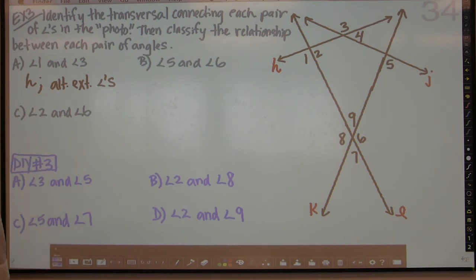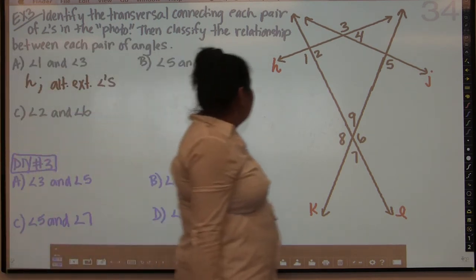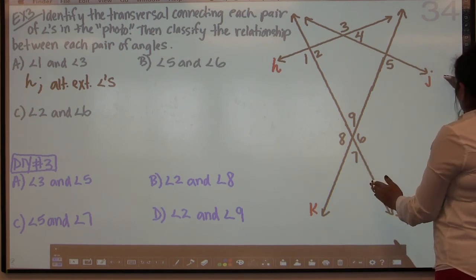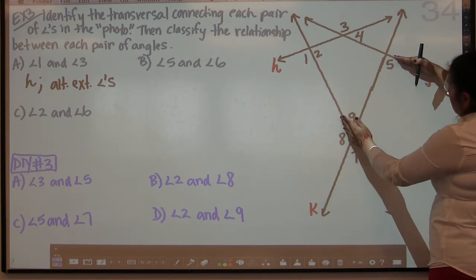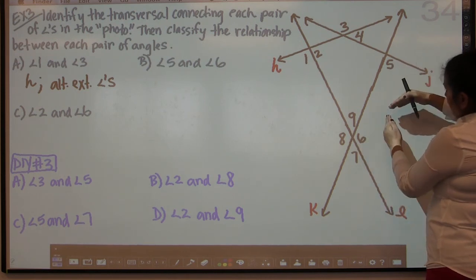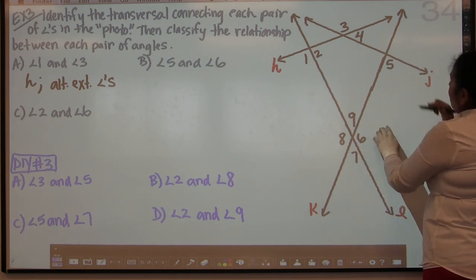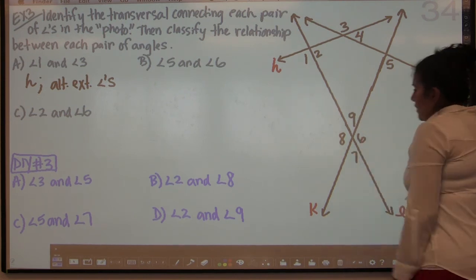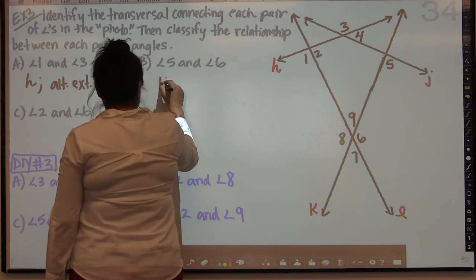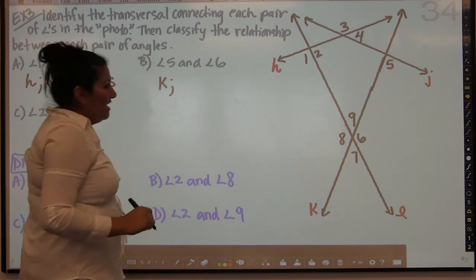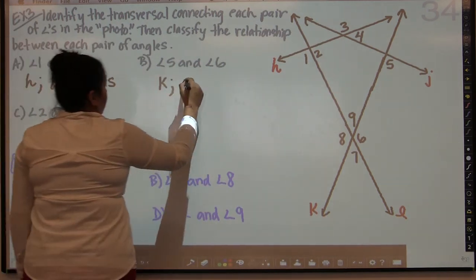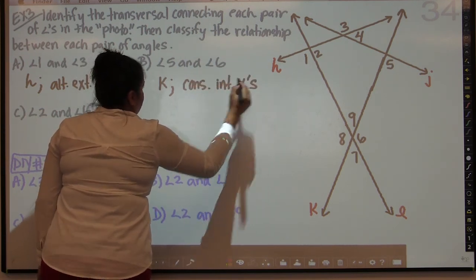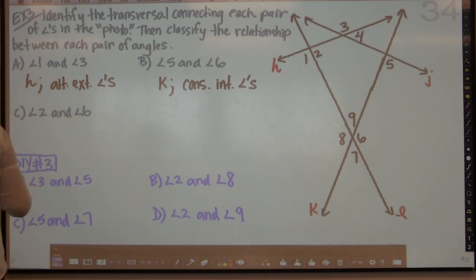Okay, B says 5 and 6. So now we're looking at angles 5 and 6. Here's 5 and here's 6. And again, we're talking about the same two lines, line J and line L. Both those angles are in between those two lines, so they're interior angles, but they're on the same side of the transversal, which in this case would be K. So our first job is to say that K is the transversal. And then what kind of angles are they? Consecutive interior angles for part B.